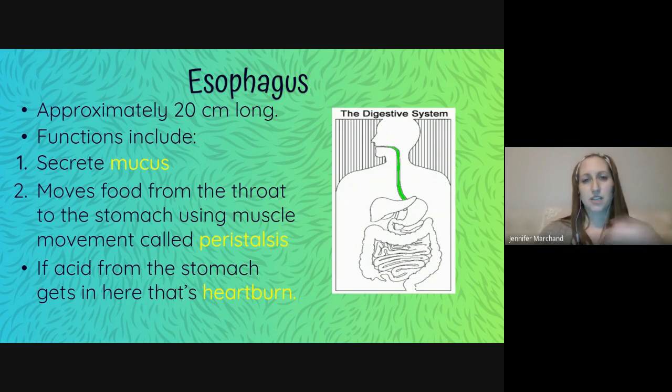I personally had really bad heartburn when I was pregnant with both my kids. That's what happens if stomach acid keeps coming up into your esophagus, you just get this burning sensation where sometimes it feels like you can't even eat. And there's an esophagus video down there that you guys are more than welcome to watch when you have the time.